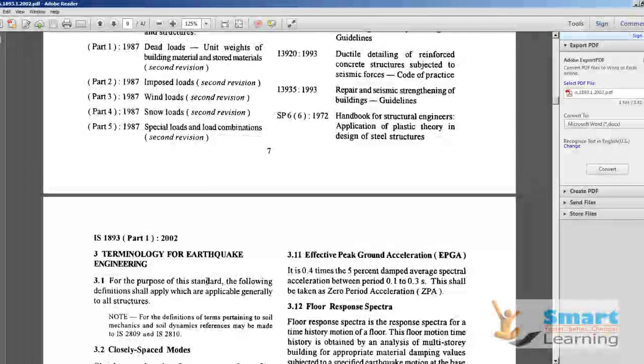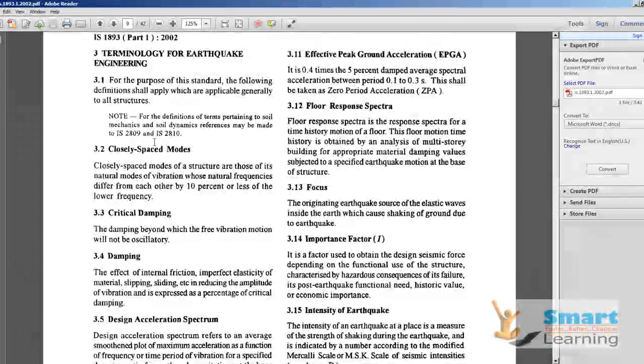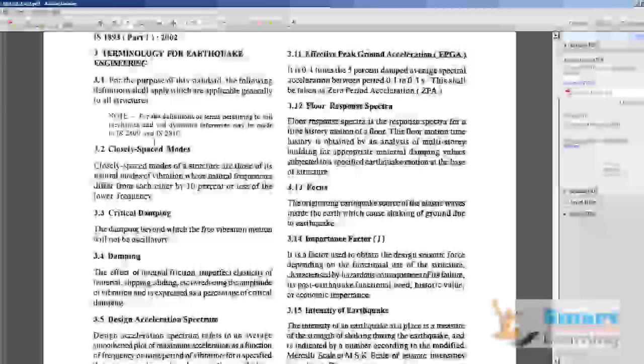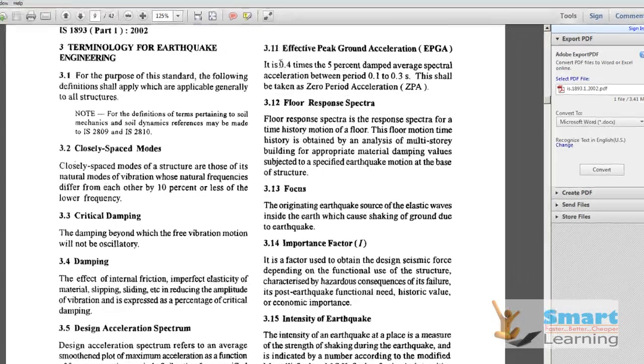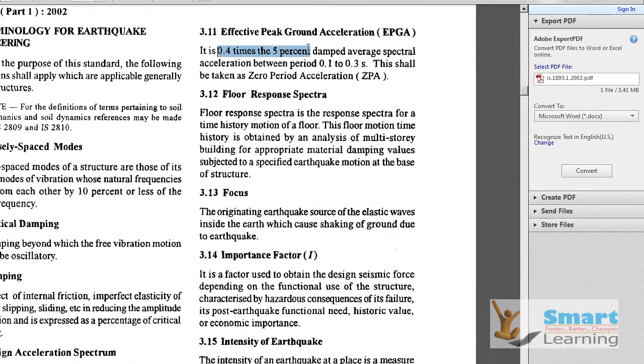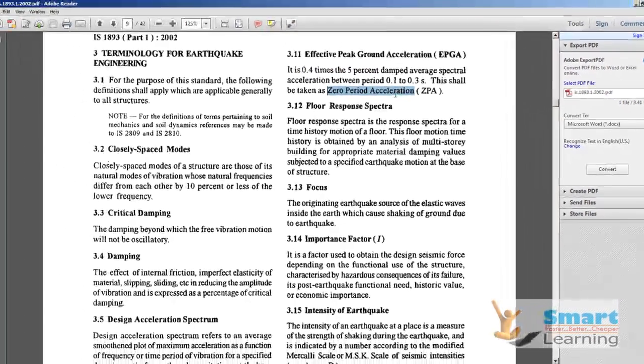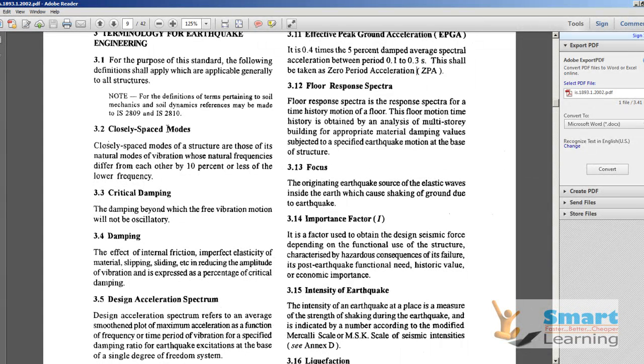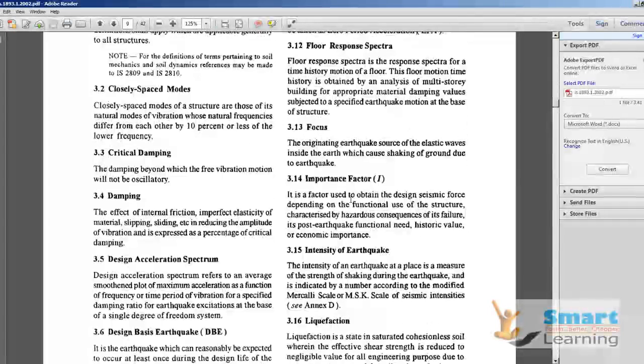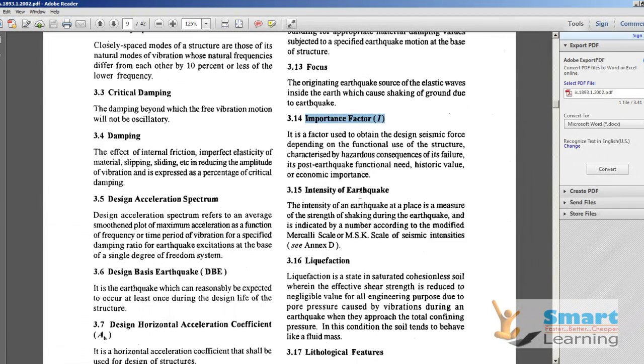Different terminology you will find during your earthquake analysis includes EPGA, effective peak ground acceleration. You can see it is 0.4 times the 5% damped average spectral acceleration between 0.1 and 0.3 second. This will be taken as the zero period acceleration, ZPA, and the response spectrum. You can go through this code book very carefully. The importance factor, which I will be using in my code, and the intensity of earthquake.